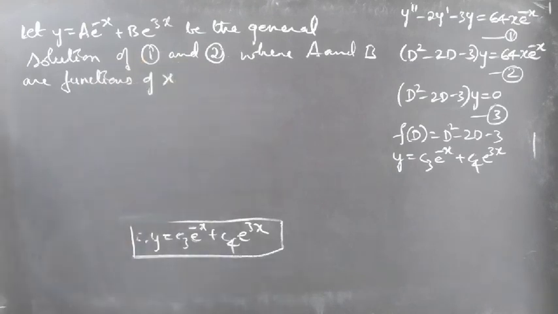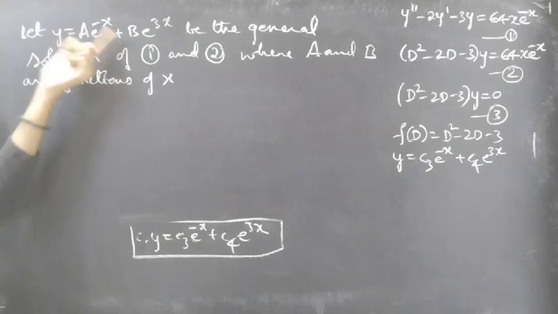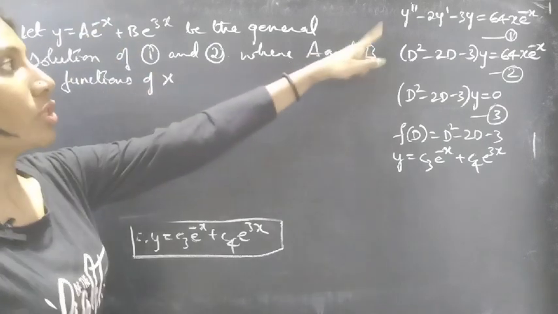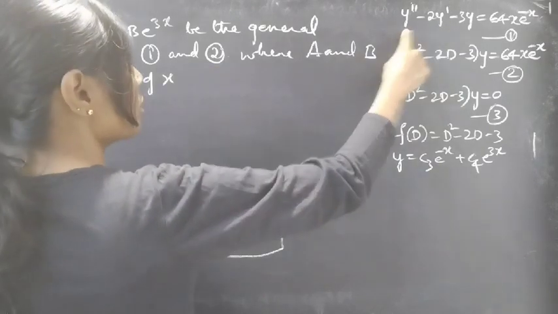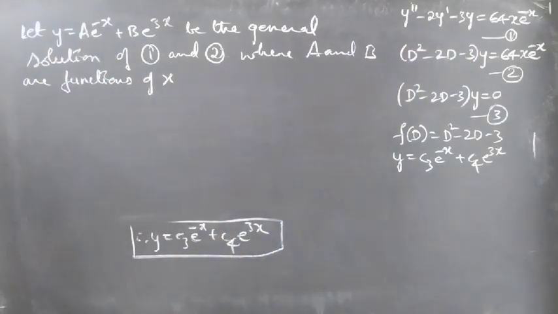We are saying that y equal to a e power minus x plus b e power 3x is the general solution to equation 1, which is nothing but a solution to equation 1. So it satisfies equation 1, right? So now we'll find y dash and y double dash using this. And later we'll substitute y dash, y double dash in equation 1.